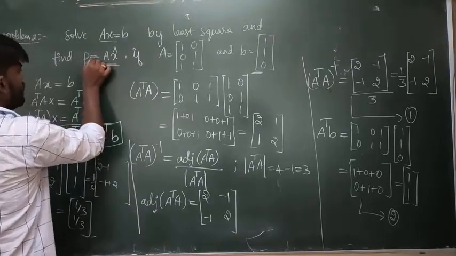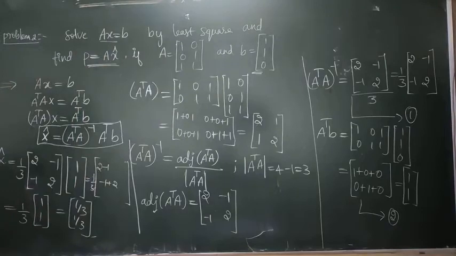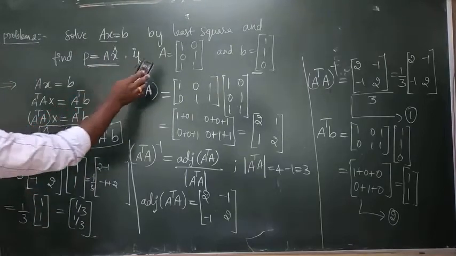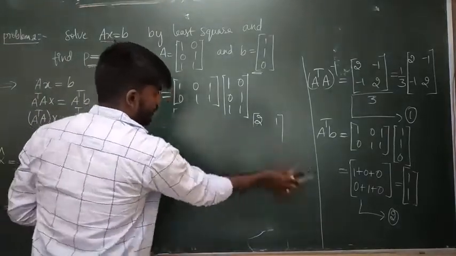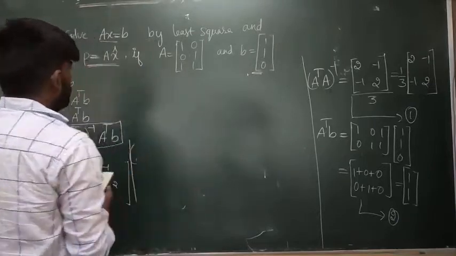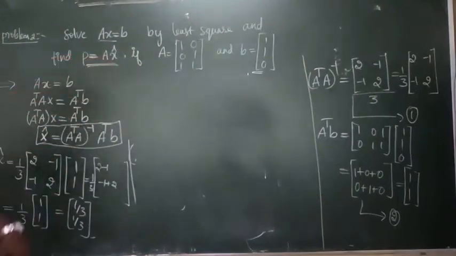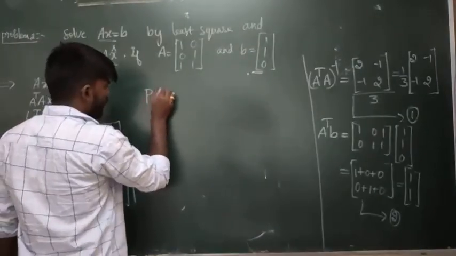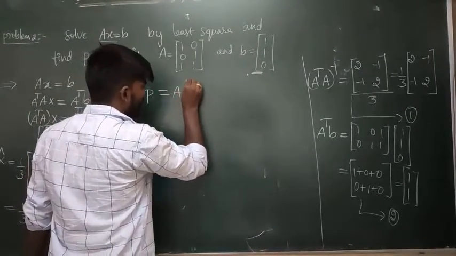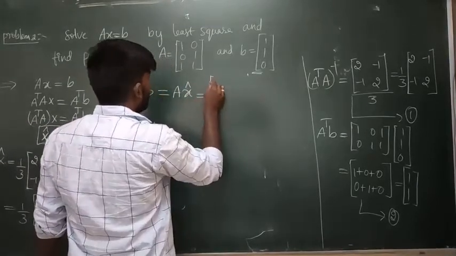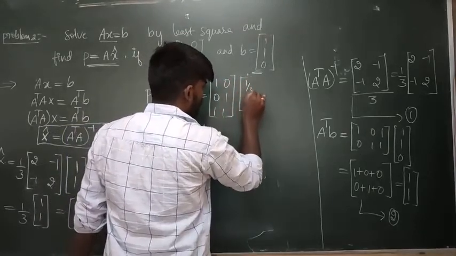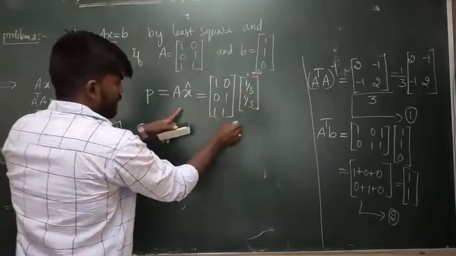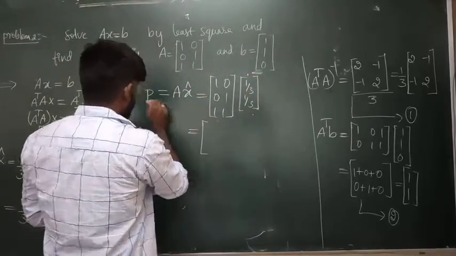We have to find p = A x hat. For that, we have to multiply the given matrix A with x hat. x hat is the 2 by 1 matrix [1/3; 1/3]. So p = A x hat, where A is the given matrix [1 0; 0 1; 1 1] and x hat is [1/3; 1/3]. Multiplying these two matrices, we get p.